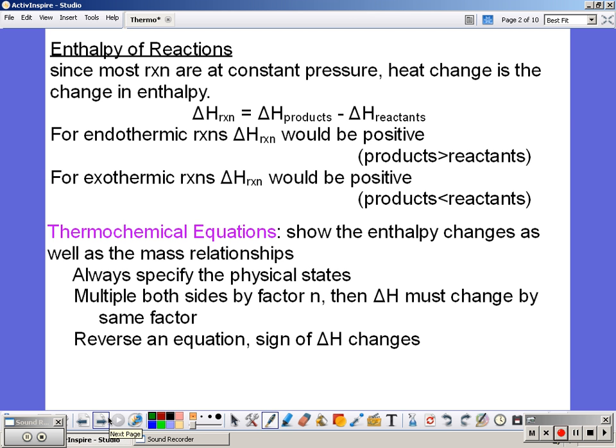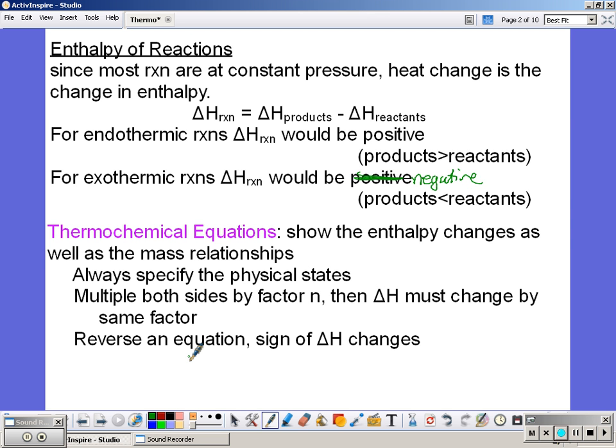Enthalpy of reactions. Since most reactions are at constant pressure, they're open to the atmosphere, heat change is the change in enthalpy. So delta H of the reaction equals delta H of the products minus delta H of the reactants. For endothermic reactions, enthalpy would be positive because our products would have more energy than our reactants. For an exothermic reaction, enthalpy is negative, and so our reactants have more energy than our products.